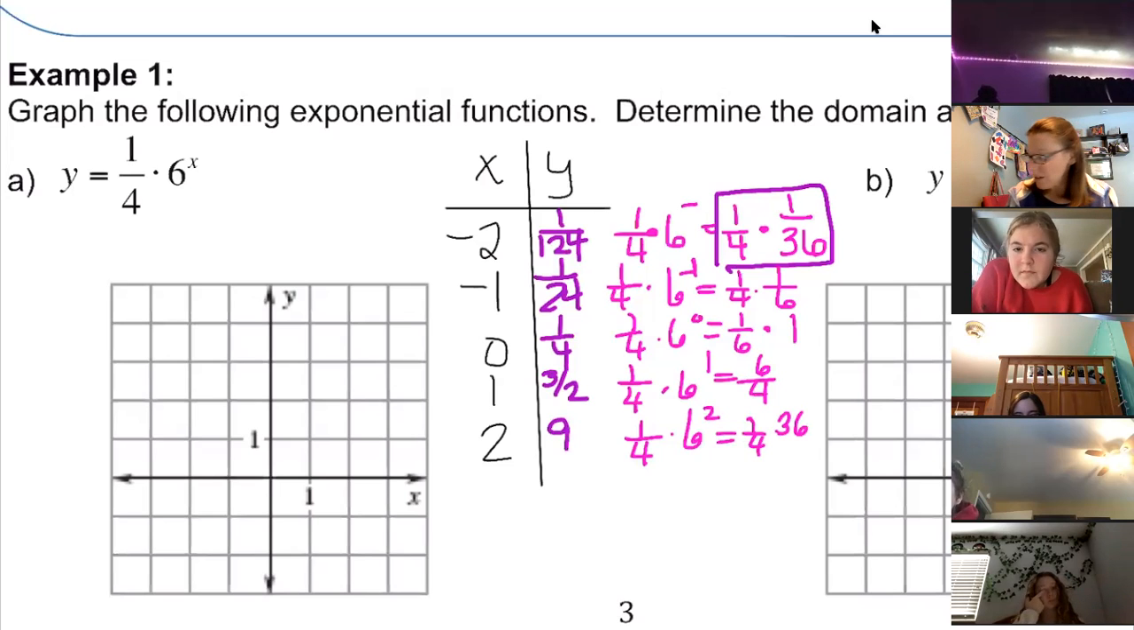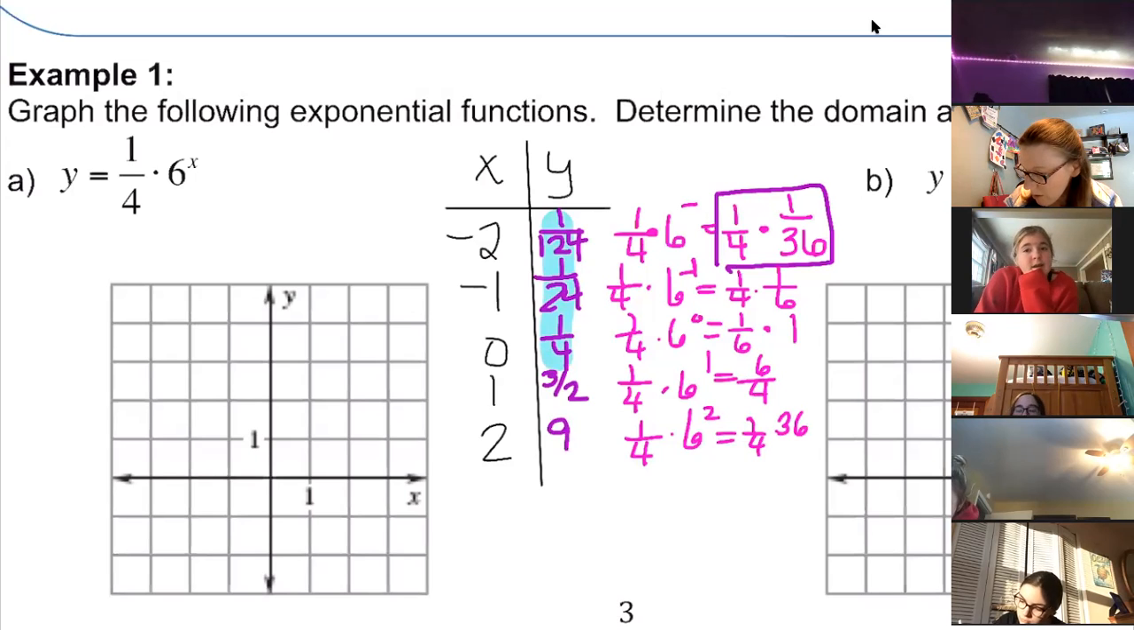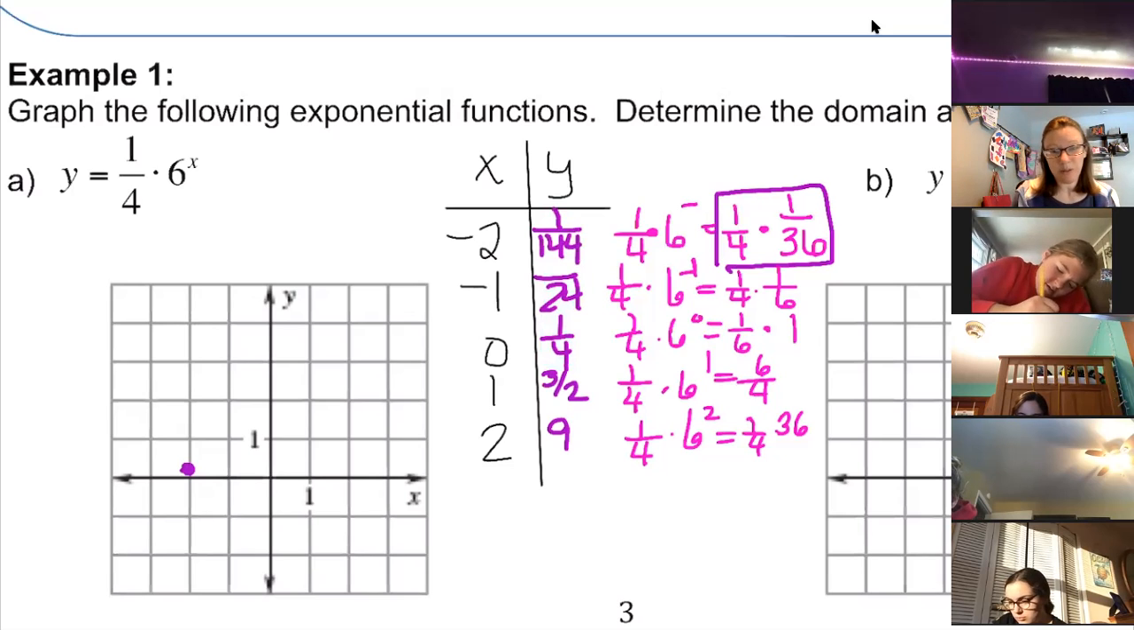So when we go to graph this, these first couple of numbers are really small. At -2, we're almost at 0, but not at 0. For the -2, would it be 144? Yep. There we go. So that number is almost 0. So make it close to 0. The next one is 1/24. Make that just a little above the previous one. At 0, it's 1/4, so it should be just a little bit above that.